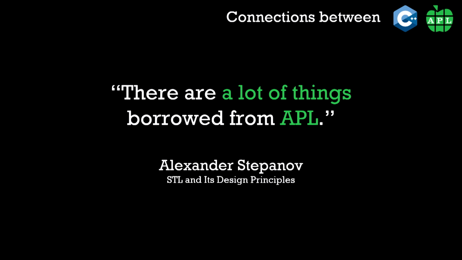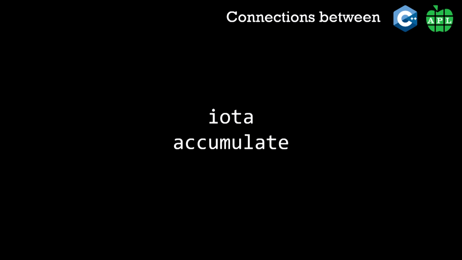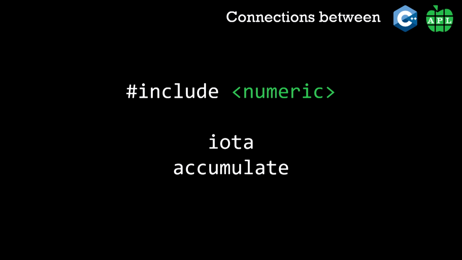So we have accumulate. From APL. We also have, I mentioned it earlier, iota. What do these two things have in common? Bad names. Not what I'm looking for. It's very high level. Think of where you might find them. They're both in the numeric header. And in C++98, there were only 4 algorithms. C++11, there were 5. Anybody know another one?